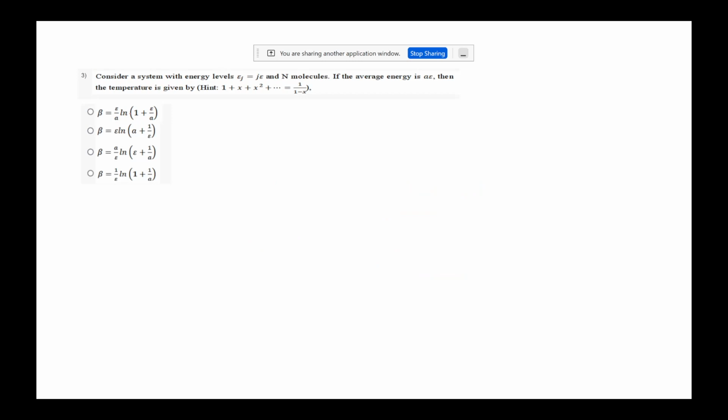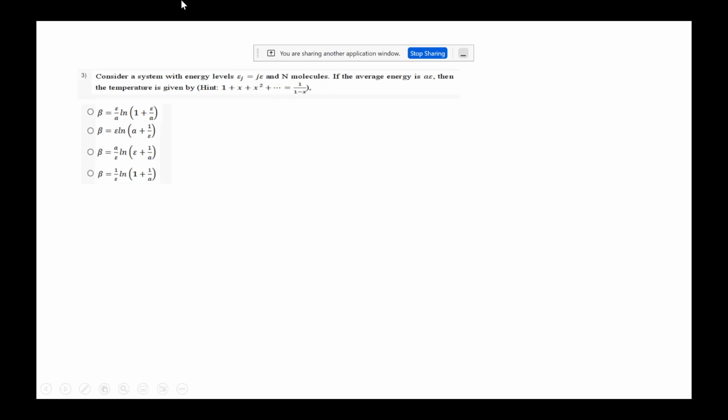Okay, so we'll go to the next problem. The next problem says, consider a system with energy levels epsilon_j equal to j epsilon, in molecules. If the average energy is A epsilon, then the temperature is given by this. We have to find the temperature, okay?